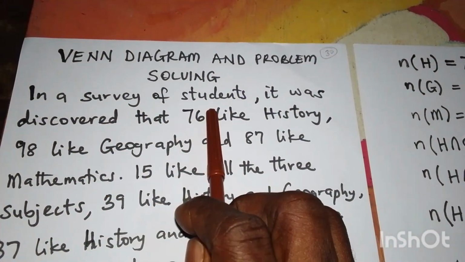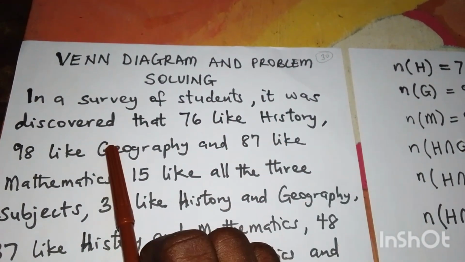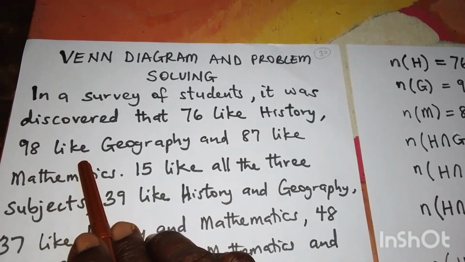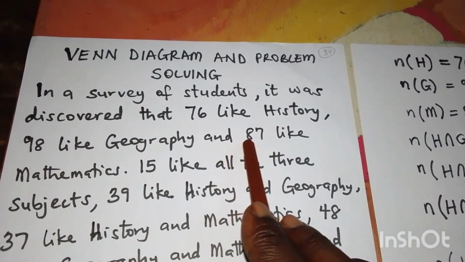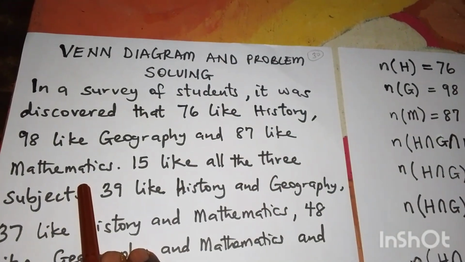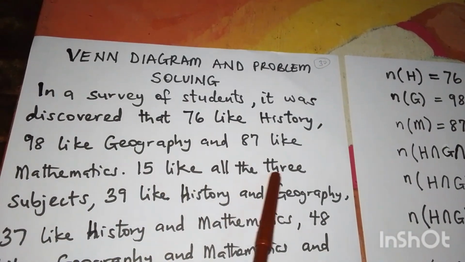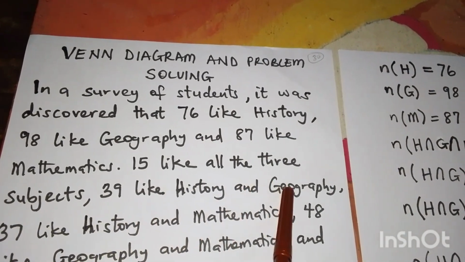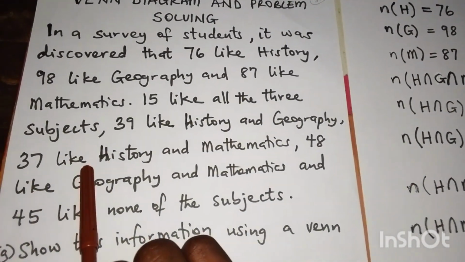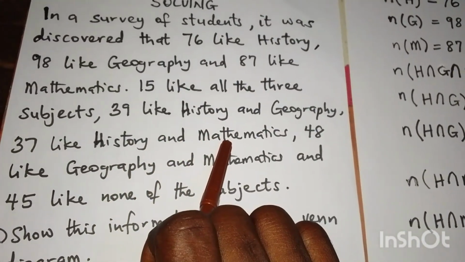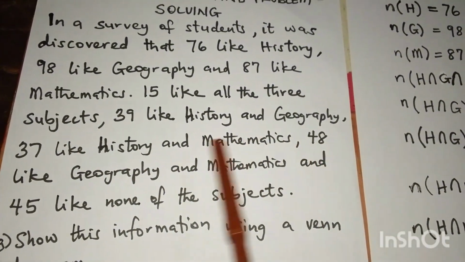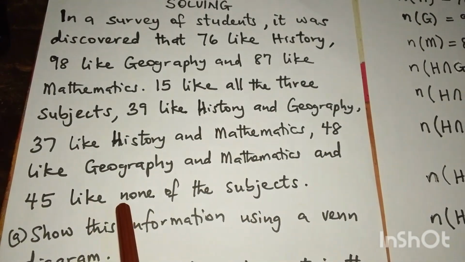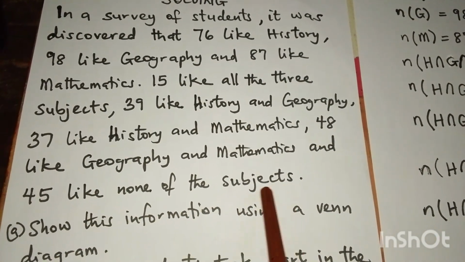In a survey of students, it was discovered that 76 like history, 98 like geography, and 87 like mathematics. 15 like all the three subjects. 39 like history and geography. 37 like history and mathematics. 48 like geography and mathematics. And 45 like none of the subjects.